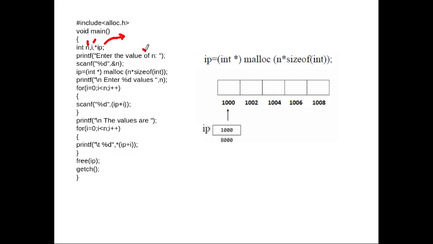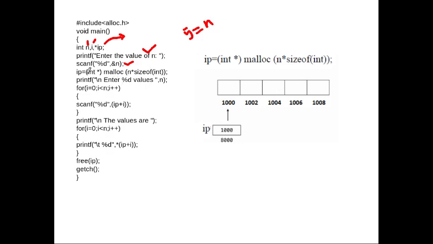So first we will ask the user to enter the value of n. The value of n is entered from the keyboard, which is stored in the n variable. Let us assume I have entered, say, 5. So 5 will be stored in n.